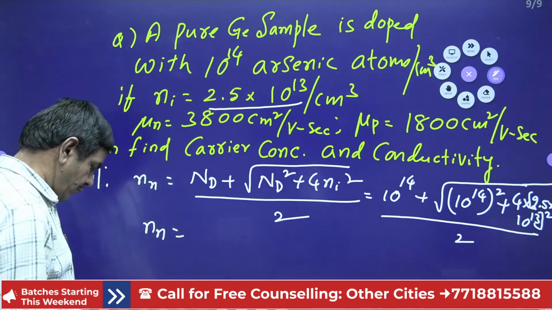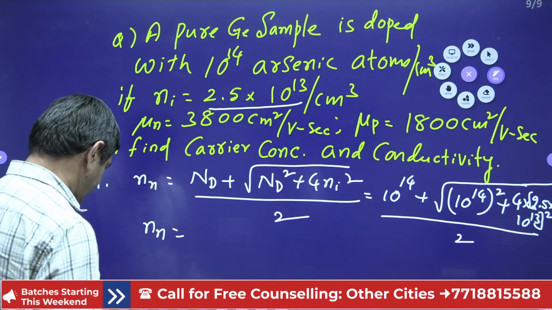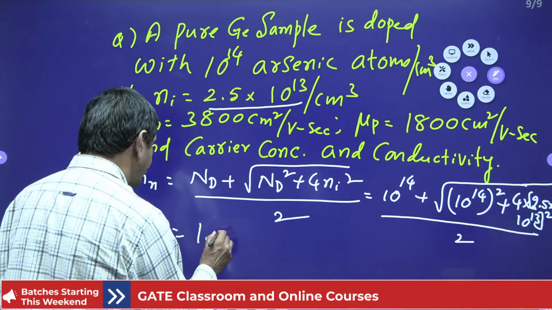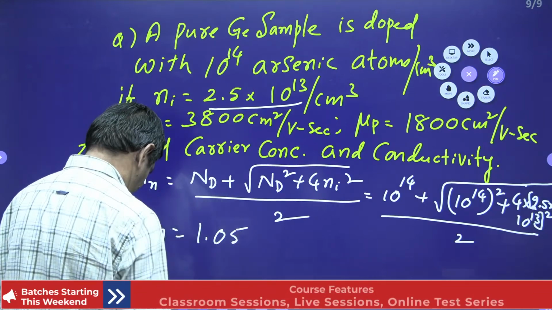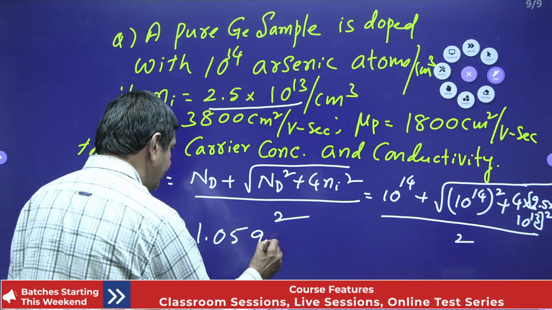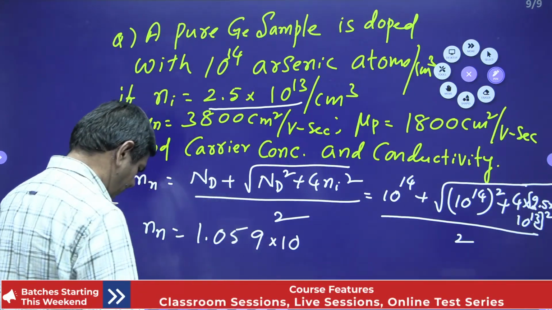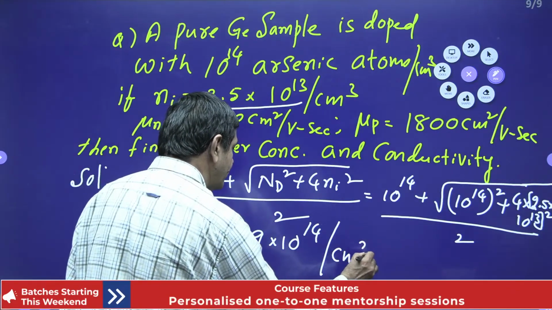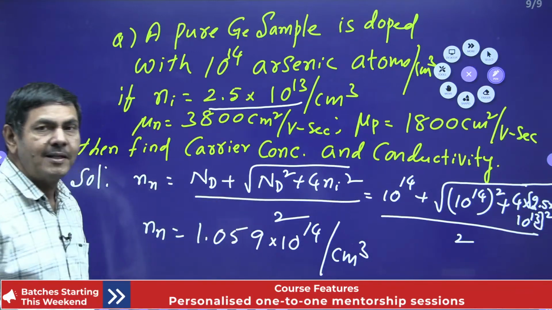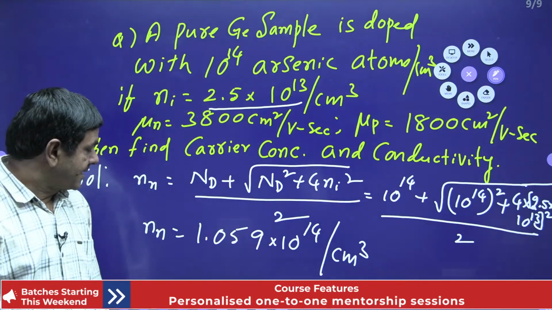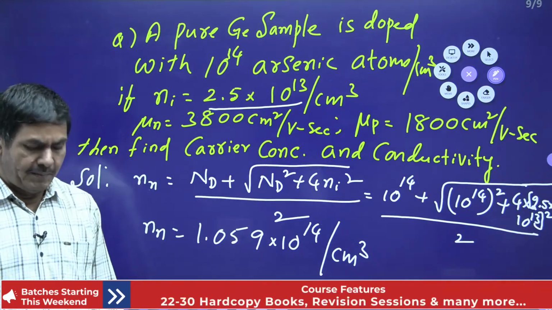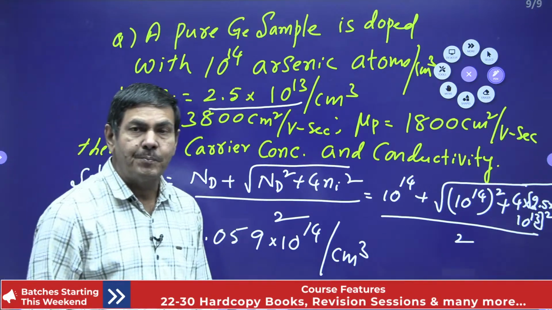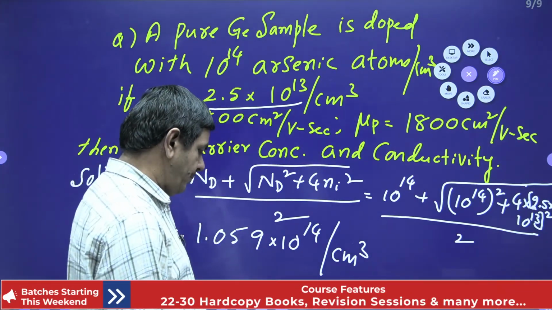That Nn value will come as 1.059 into 10 power 14 per cm cube. This is how Nn is calculated. But I want Pn also. Without Pn, I can't proceed. How can we find Pn?